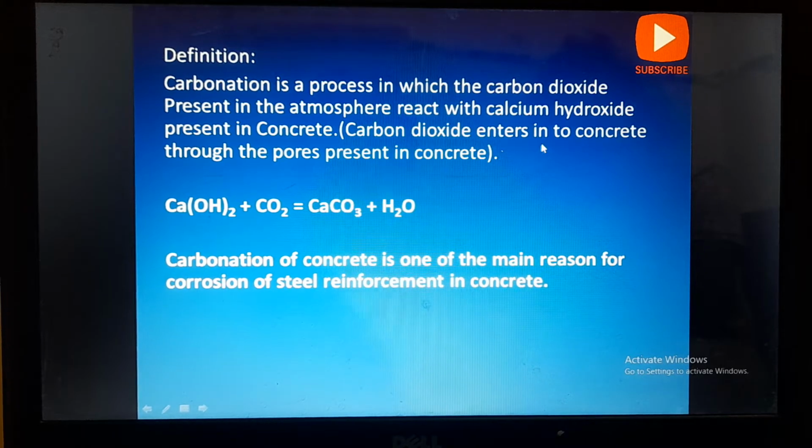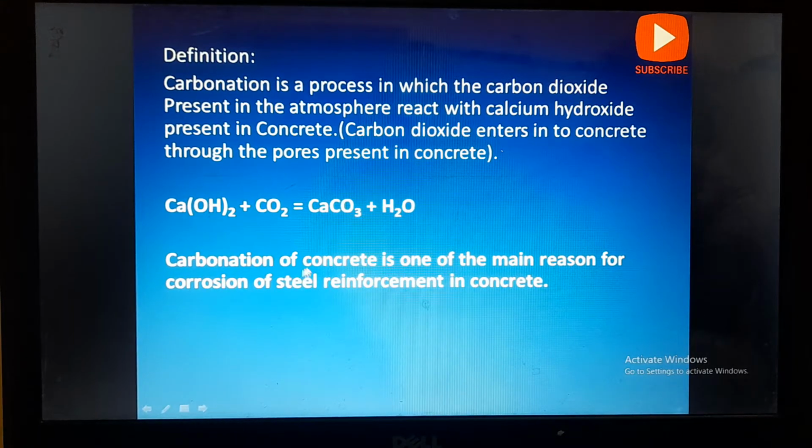Carbon dioxide enters into the concrete through the pores present in the concrete. This is the process of how carbonation will happen. This is the calcium hydroxide which is present in the concrete. This is the carbon dioxide present in the atmosphere, which enters into the concrete through the pores, and it creates the product, that is calcium carbonate plus H2O.